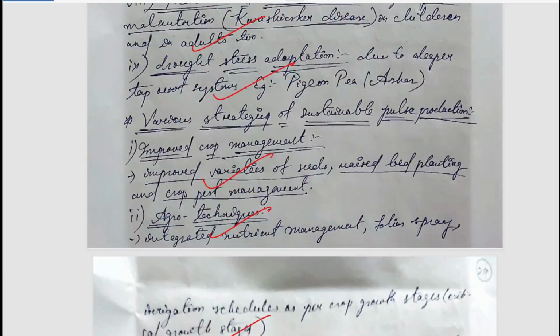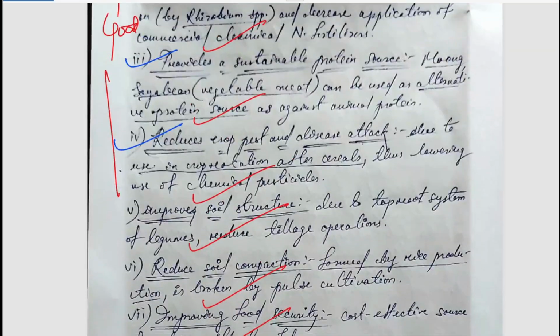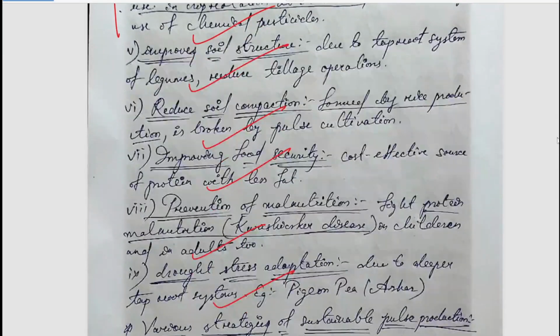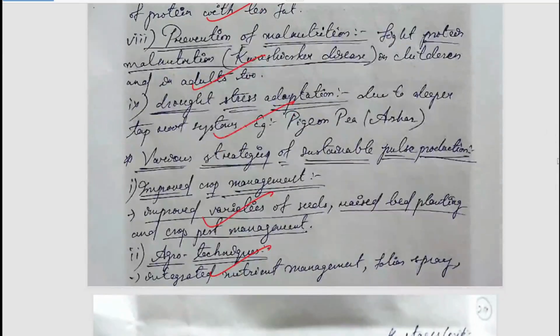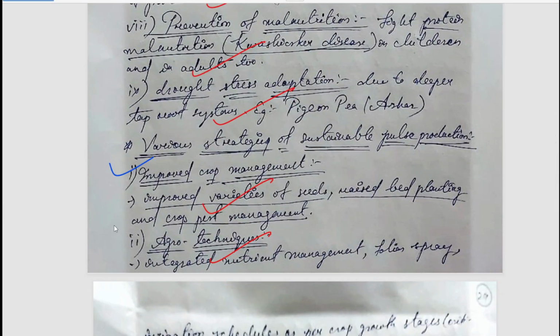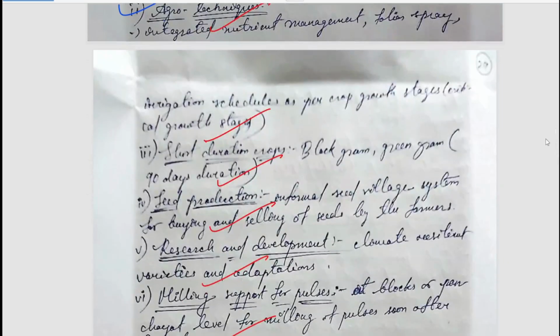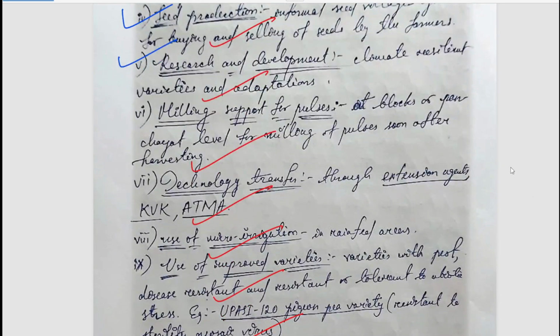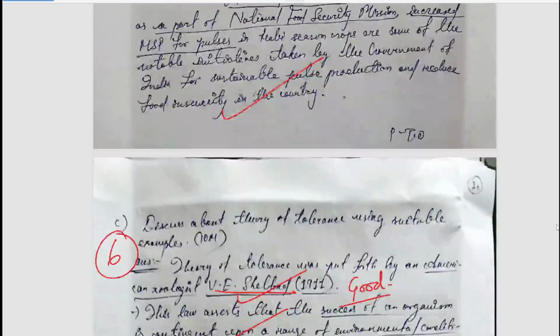Here various strategies have been mentioned. You can pause and read the points if you want to. In various strategies, you can improve crop management, agro technologies, short duration crops, seed protection, research and development, extension. All these things can be added. Technology transfer through KVK and ATMA. Very well written points.